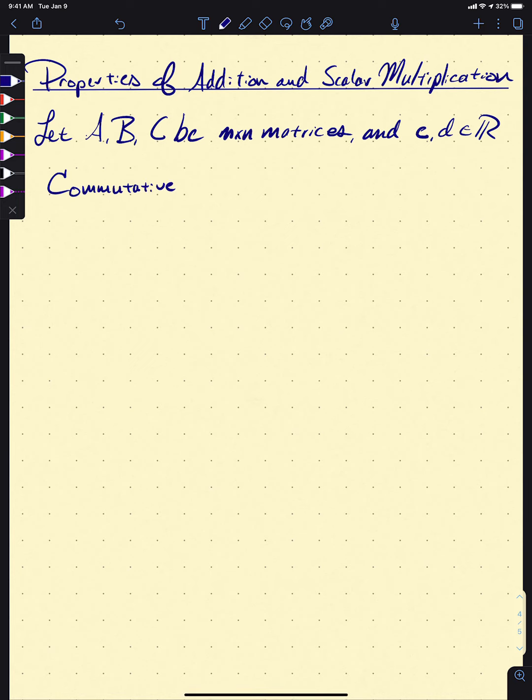The first one is the commutative property, right? And this is one of our favorites for addition, and that says that A plus B equals B plus A. Nice and simple when we're adding, right, because it's happening element by element like that. We can switch the order as necessary, okay?